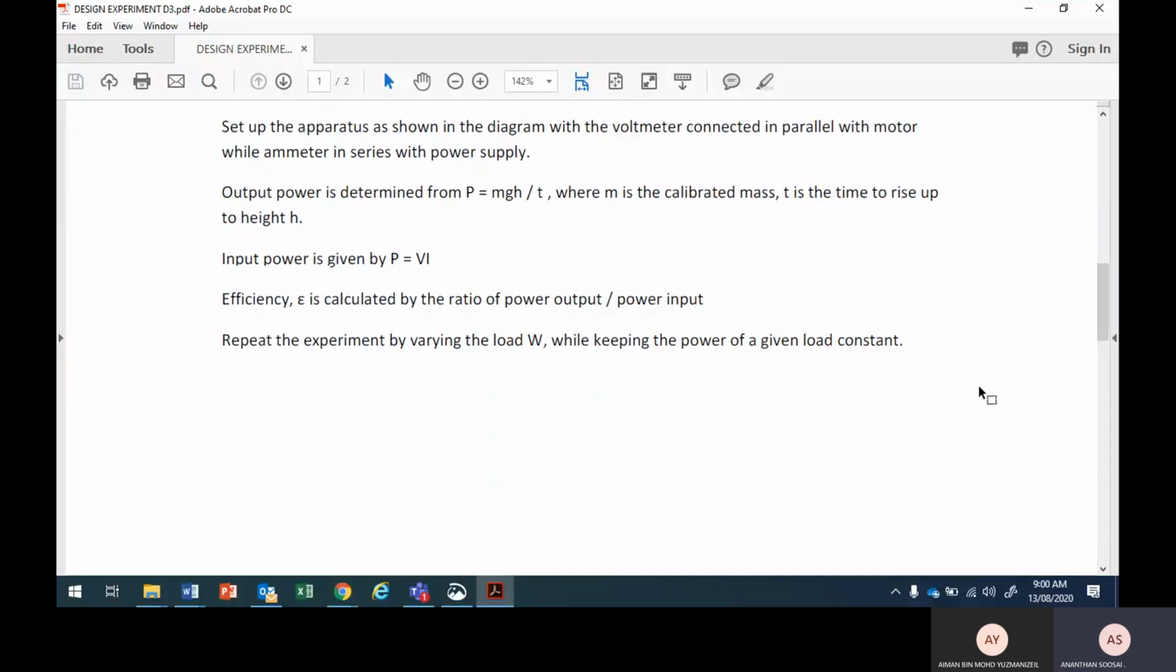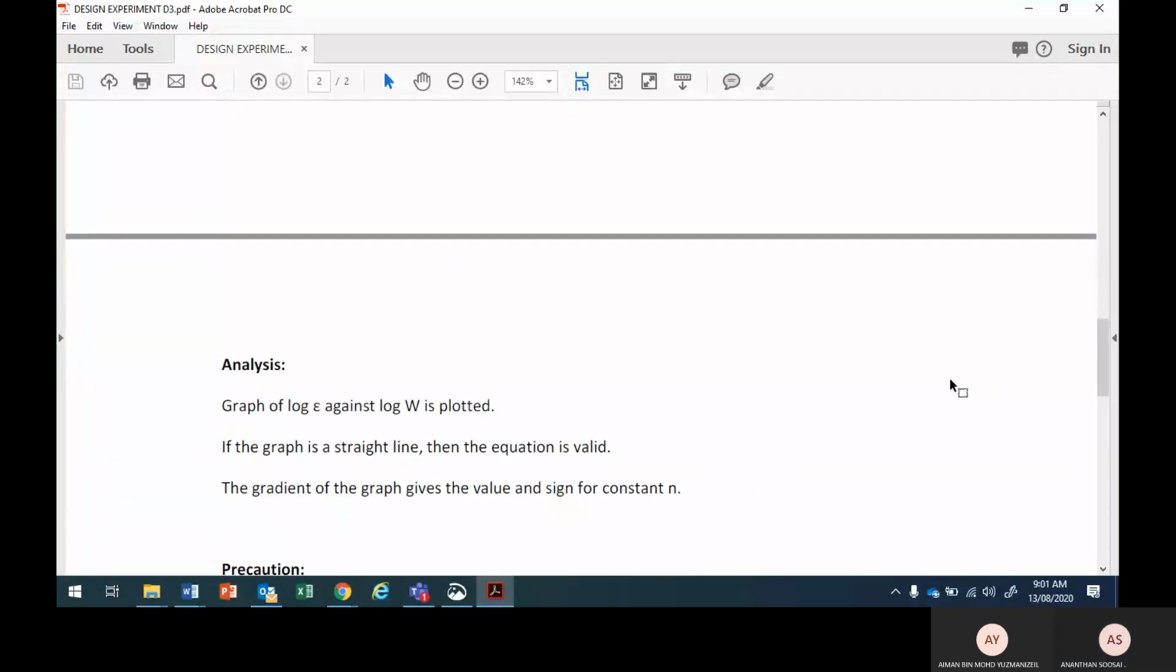Okay, so yeah, the analysis part. Log E versus log W. The equation is valid. The gradient of the graph gives the value and sign for the constant n, and include the intercept too. Include intercept is missing here. Please add the intercept. What is the equation? E equals to.